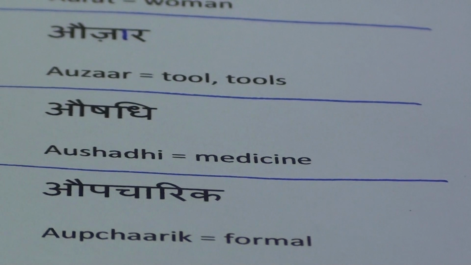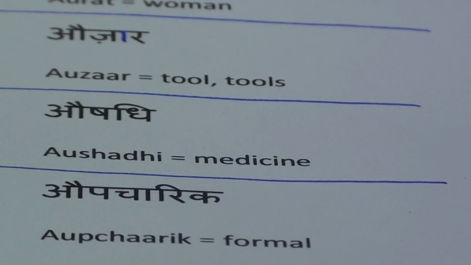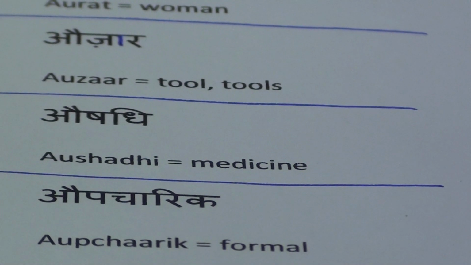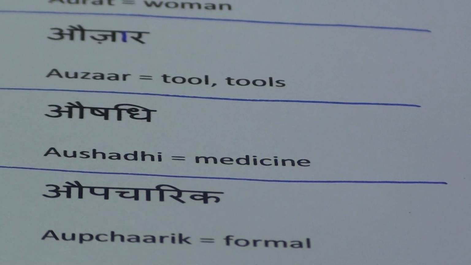Aupcharik. First letter of this word is O. Aupcharik means formal.